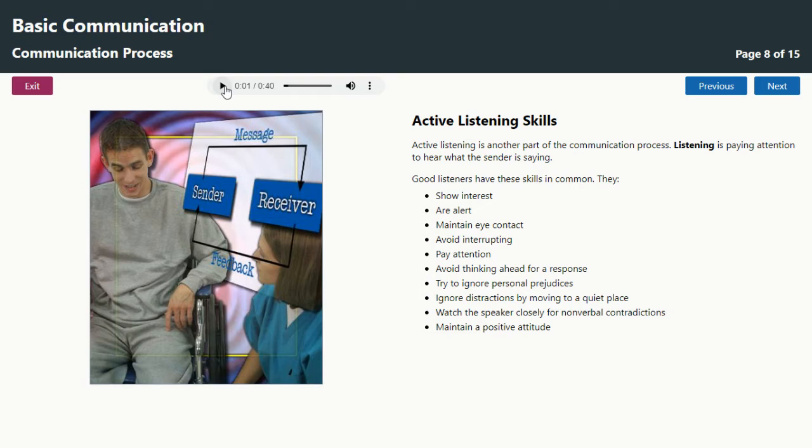They show interest, they are alert, they maintain eye contact, they avoid interrupting, they pay attention, they avoid thinking ahead for a response, try to ignore personal prejudices, ignore distractions by moving to a quiet place, watch the speaker closely for nonverbal contradictions, and then maintain a positive attitude.